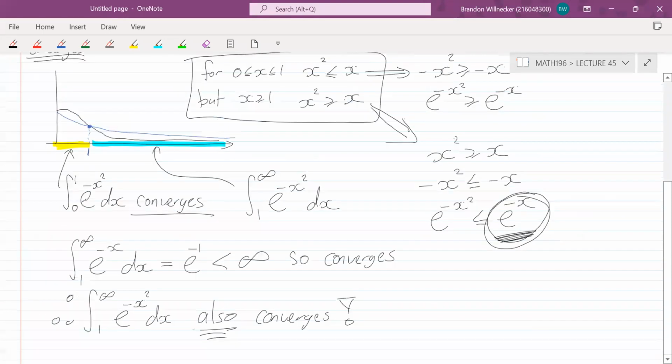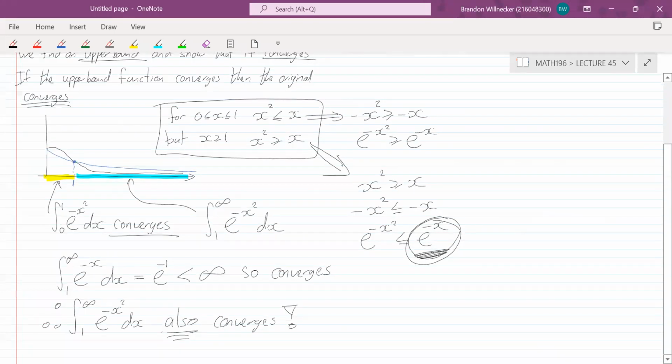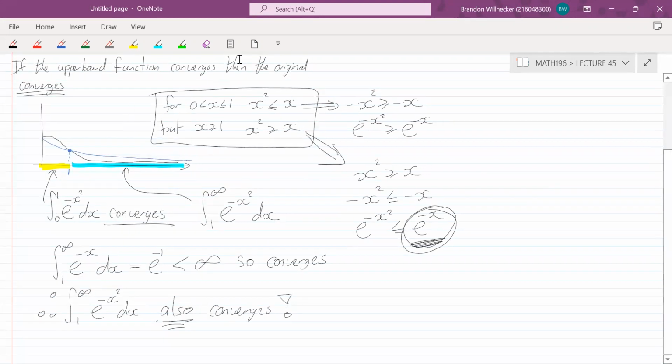Okay, which is what we wanted to show. So we use this upper bound function to show that the original also converges. Okay, any more questions on that? Okay, let's have a look at another example.